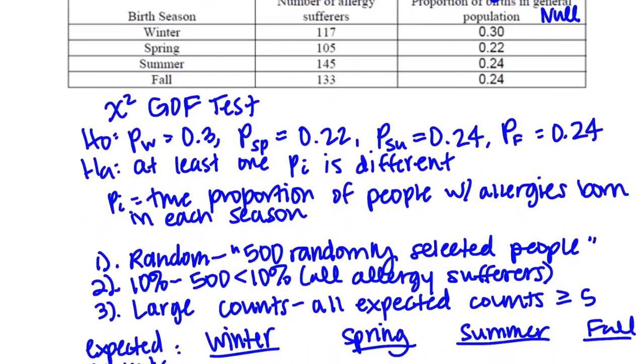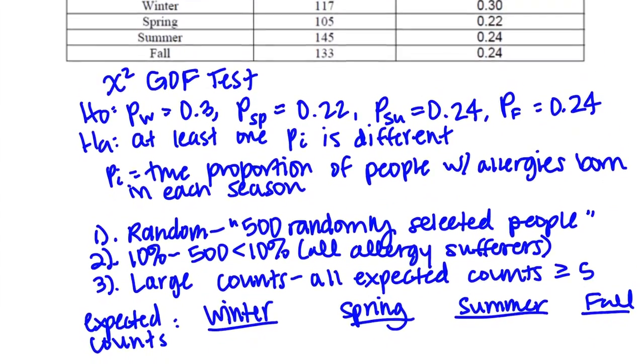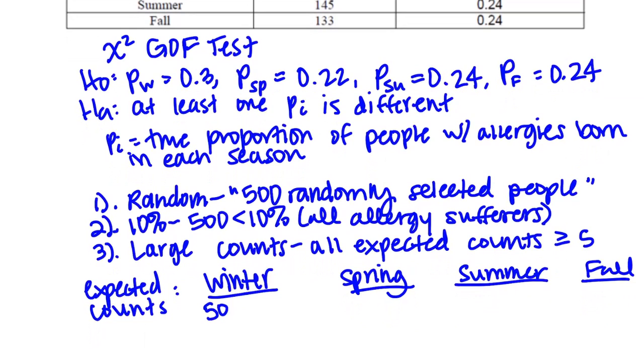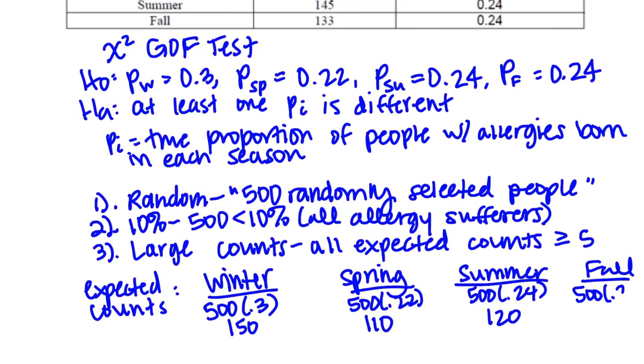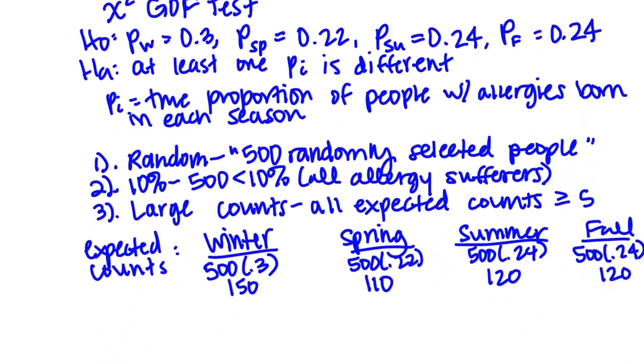Okay, so let's just do the math for each of these really quickly. We have how many people? 500. So we're going to multiply 500 by each of the proportions. Here we have to do the expected ourselves. 500 times 0.22, I think that's 110. Going to be 120. All right, so those are our expected.